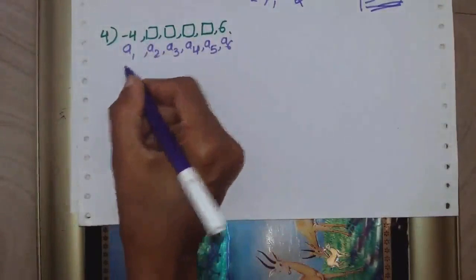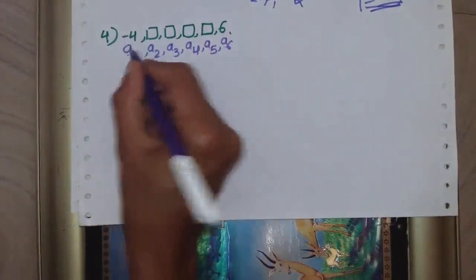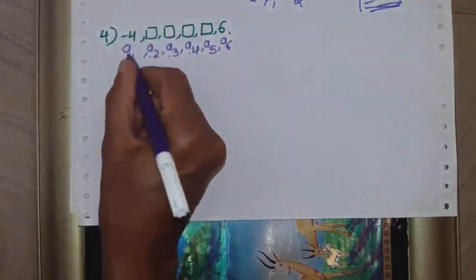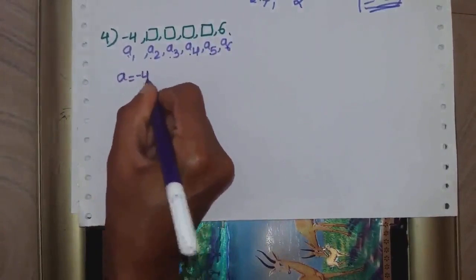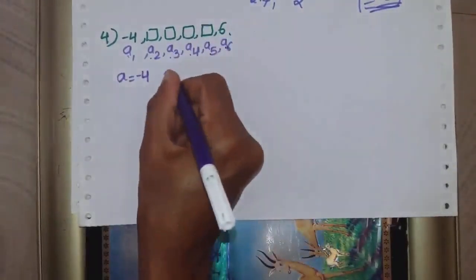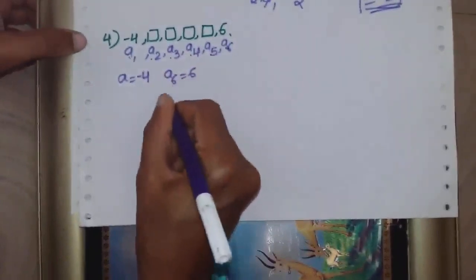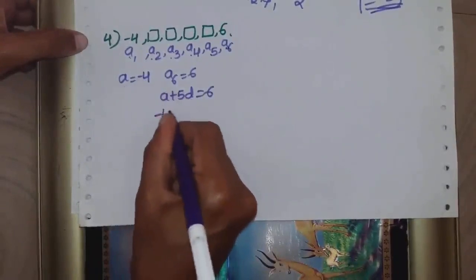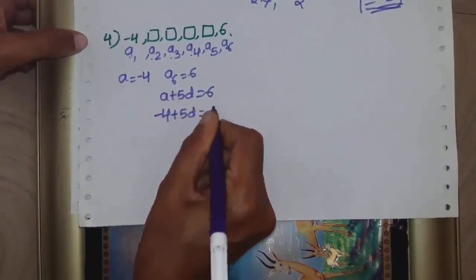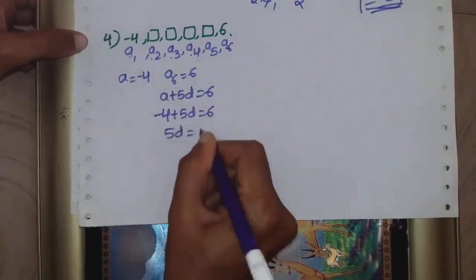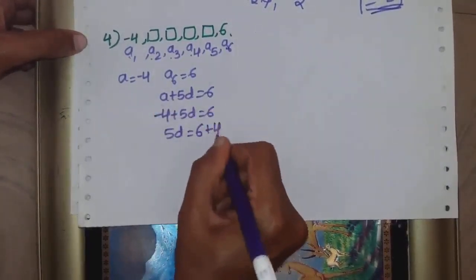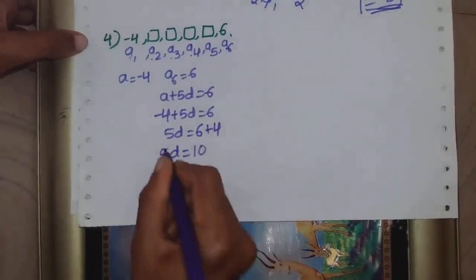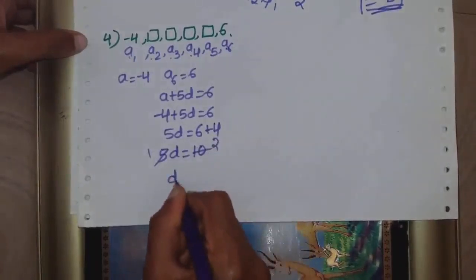This is the next, fourth question. Given terms are A1 and A6. A2, A3, A4, A5, we need to find out these. A1, that is the first term, A is minus 4. Then A6 is 6. A6 can be written as A plus 5D equals 6. So A is minus 4 plus 5D equals 6. 5D equals 6 minus 4 becomes plus 4. So it equals 10. 5D equals 10. 5 1s are 5, 5 2s are 10. Yes, D equals 2.